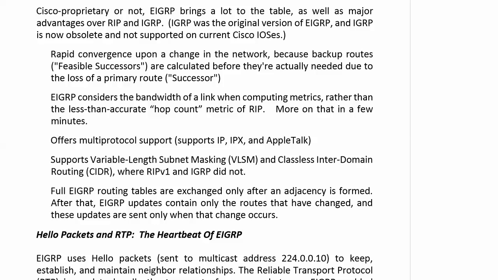Now, EIGRP considers the bandwidth of a link when computing its metrics, rather than the less than accurate hop count metric of RIP. And I'm going to have more on that for you later in this section. It does offer multi-protocol support. It supports variable length subnet masking, VLSM, and classless interdomain routing, CIDR, where RIP version 1 and IGRP did not. Now, full EIGRP routing tables are exchanged, but only at one time, and that's when you would expect it, really, right after an adjacency is formed. We have no problem with full routing tables being exchanged then.